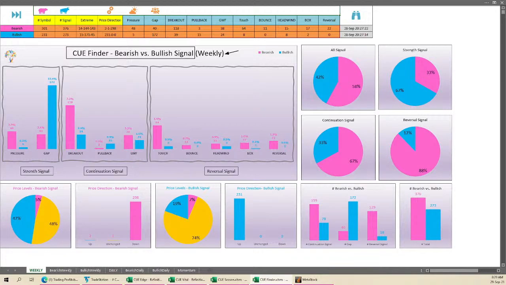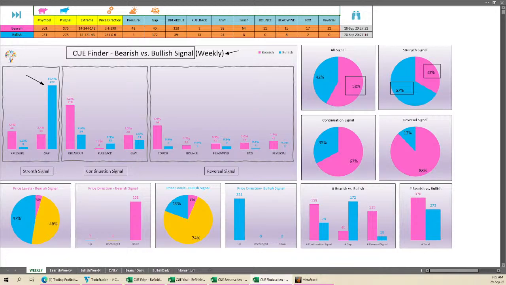This was very bullish earlier and now all signals are 58% bearish. Strength is actually more bullish than bearish. That is because of the large number of gap ups on Monday.